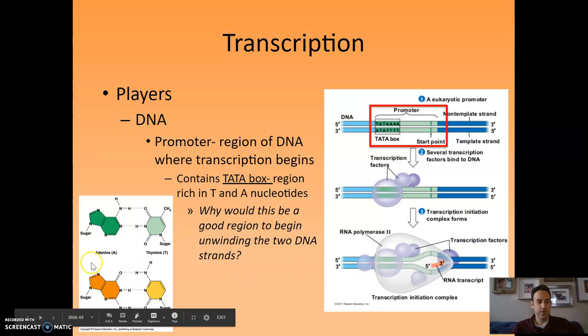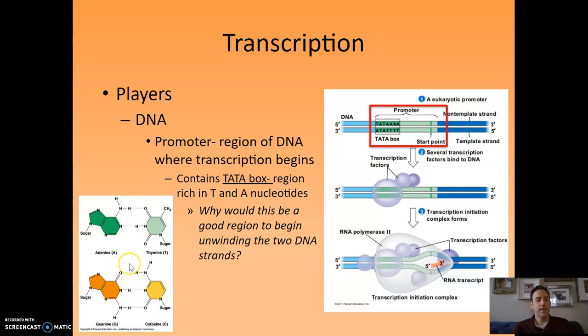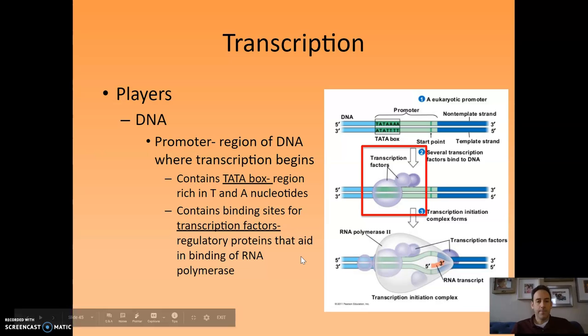And so here's just kind of a picture of the A to T hydrogen bonding and the C and G bonding. It also contains binding sites for what are called transcription factors. These are regulatory proteins that simply aid in the binding of RNA polymerase. In other words, this RNA polymerase enzyme needs these things in place so it can be positioned in exactly the right spot.